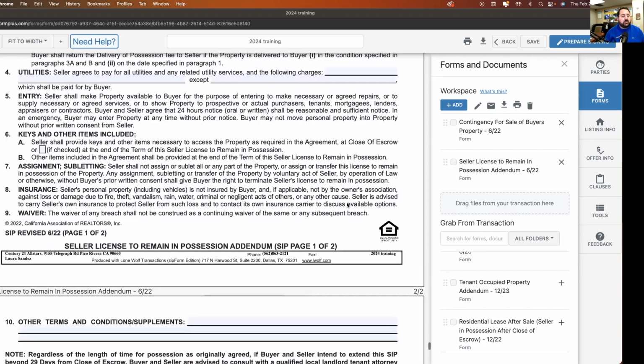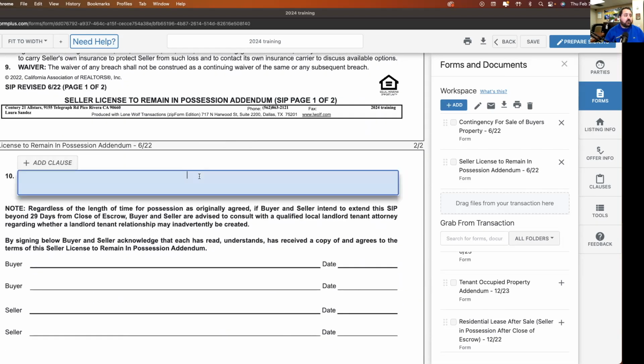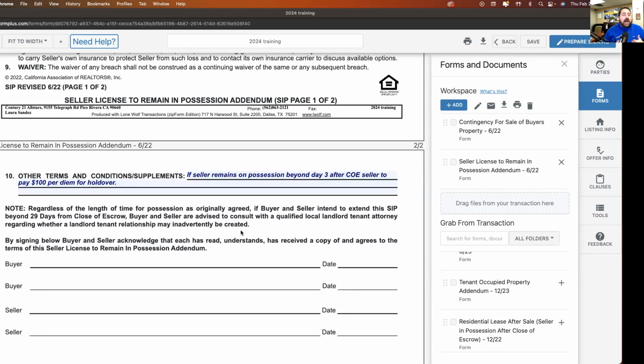But if I want to say as seller, if I remain in possession beyond day 3 after close of escrow, seller to pay $100 per diem for hold over. Okay, that's it. I'm including that as listing agent. I want to include it, and this is why I want to include it.